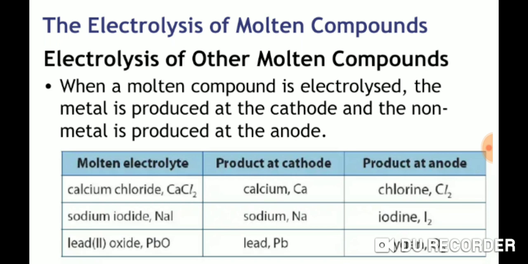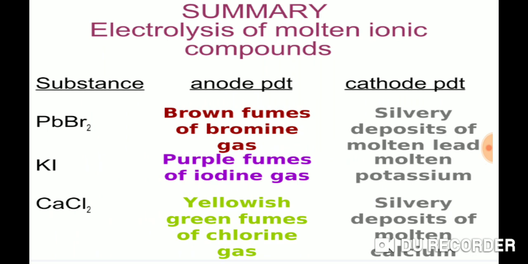Let us discuss electrolysis of some other compounds, like calcium chloride. At the cathode we get calcium, and at the anode we are getting chlorine gas. Sodium iodide: at the cathode, of course, sodium, and at the anode a non-metal, here we will get iodine. Lead oxide, PbO: lead at the cathode, and at the anode we are getting oxygen. From here you can easily see that at the cathode we are getting metals, whereas at the anode we are getting non-metals.